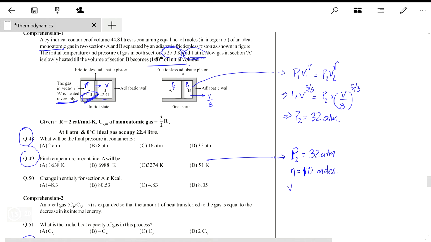The volume has increased. It was initially 22.4 liters. Now it has increased by 7/8 of the volume of the gas in container B. B has shrunk to 1/8 of its volume, so that 7/8 of the volume has been transferred to chamber A. There you go. This many liters. So that helps you calculate the temperature.